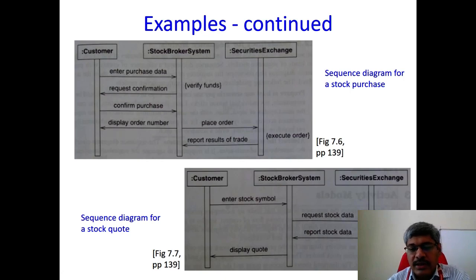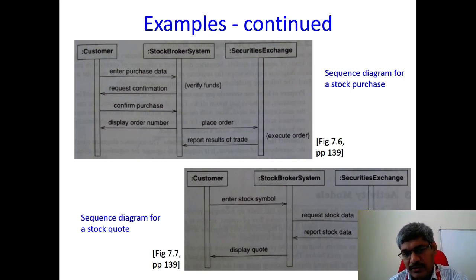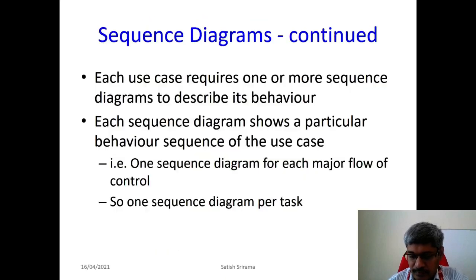Okay, so within a particular use case, several subtasks can be there, and each and every subtask you will show with one sequence diagram. That's what we are talking about here. Each sequence diagram shows a particular behavior sequence of a use case, and each use case requires one or more sequence diagrams to describe its behavior.